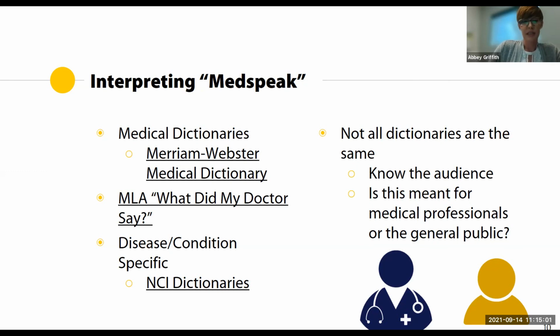There's also disease and condition specific dictionaries. The National Cancer Institute has a dictionary specific to cancer terminology. So that'll be things like treatment options, some drug information and stuff like that, so that cancer patients can look up these terms whenever after they've had a conversation with their doctor to be more informed about their health care.